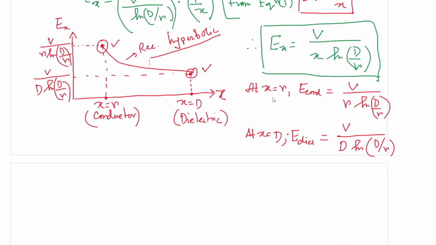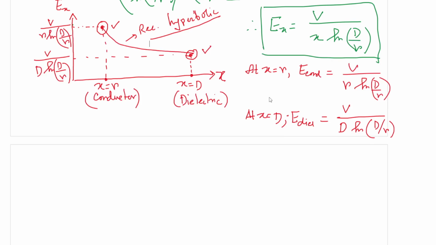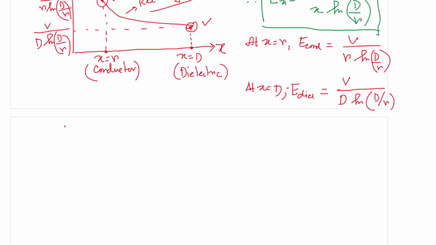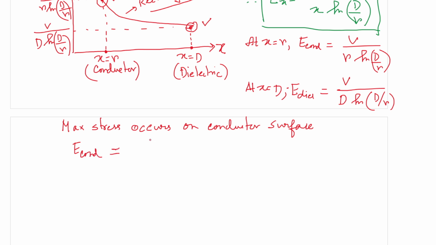Okay, in addition to this, we shall see that maximum stress occurs on the conductor surface. Mathematically, E is equal to V by r ln D by r.